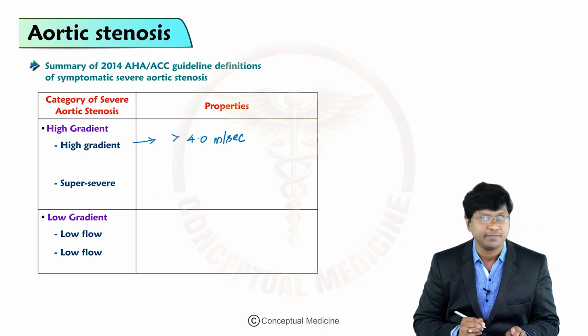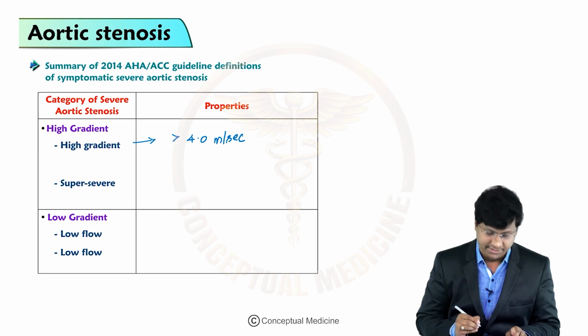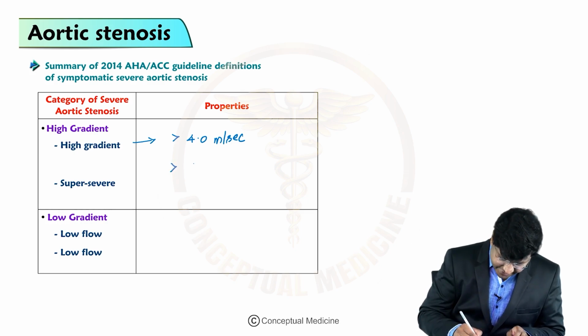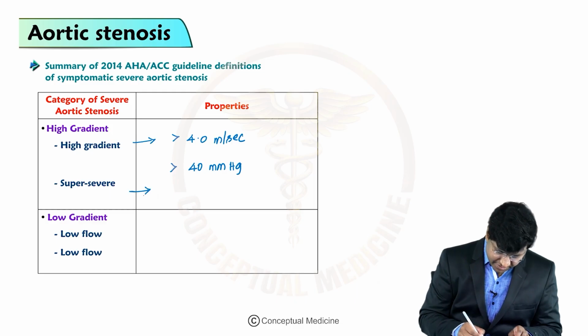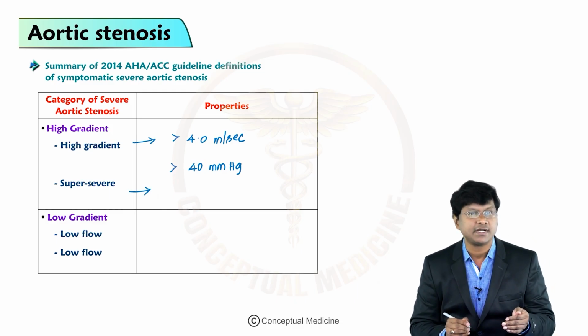Right, it is more than 4 meters per second. That is the aortic jet velocity. And how much will be the gradient? The gradient is more than 40 millimeters of mercury. Okay, that is what you mean by the word high gradient. Then what do you mean by the word super severe aortic stenosis?